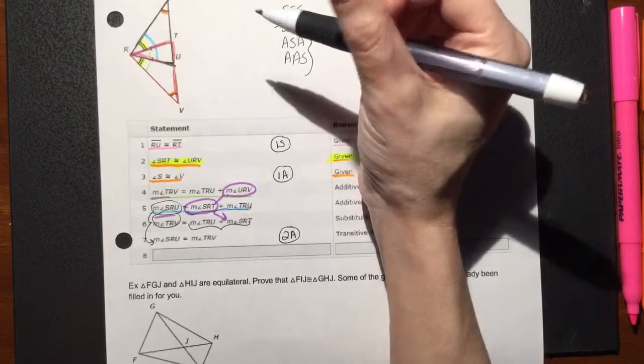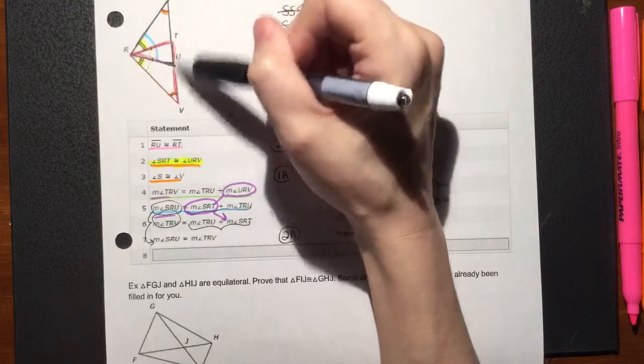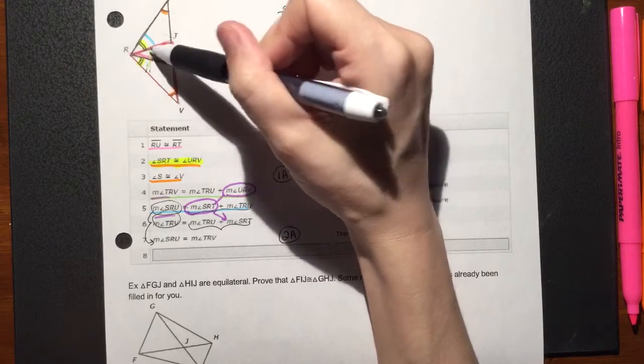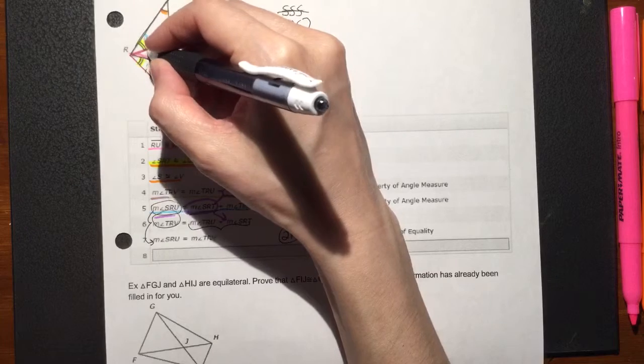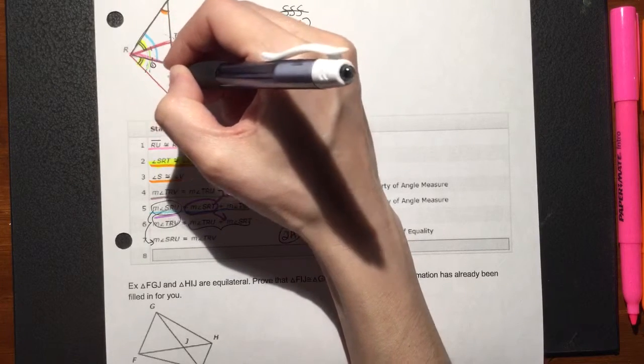So if we look, we're looking at the red triangle, here's a side, here's an angle, and there's another angle. So this is one of our angles in that triangle, and that's the second angle in that triangle.